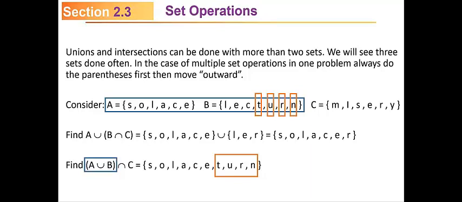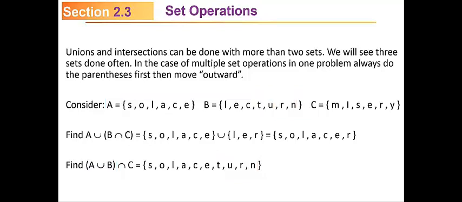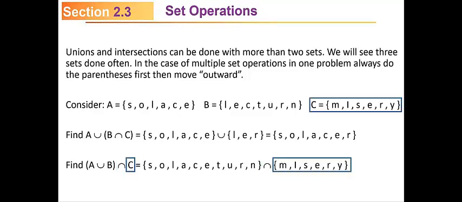So A union B is a set containing S, O, L, A, C, E, T, U, R, N. Now on the other side of the intersection symbol you have C, and because we're getting way down on the slide, I'll just relist what C is from up high. C is the set containing M, L, S, E, R, I.